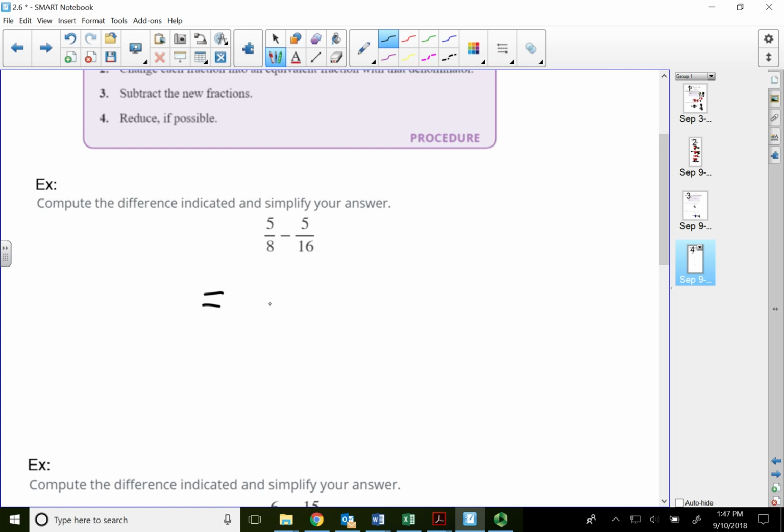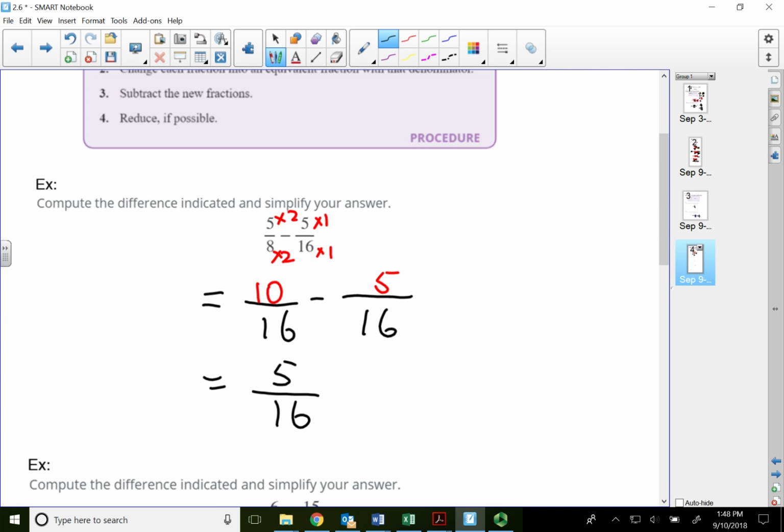So the LCD between 8 and 16 has got to be 16, so I can write this with two different denominators, or I can write it as one, because what matters the most is what's going on in the numerator. So let's find my equivalent fraction here. 8 going to the new 16, we've got to multiply by 2. Numerator times 2, that's a 10. 16 going to the new 16 is only 1 time, so my numerator times 1. So now subtract my numerators, and that will give me 5 over 16. The denominator doesn't change, okay?